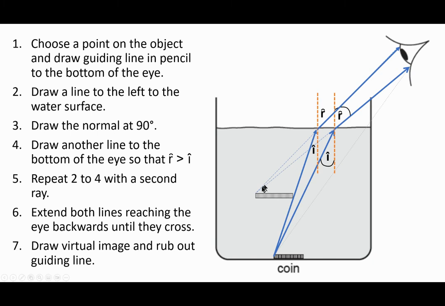So we extend these back. And these are dotted lines because these are virtual light rays that are not real. We can't see them. You can wave your hand in there and you won't be disturbing any light rays because they're not there. It's just our eyes. Our brain fools us that light travels in straight lines, and that's why we see the image here.